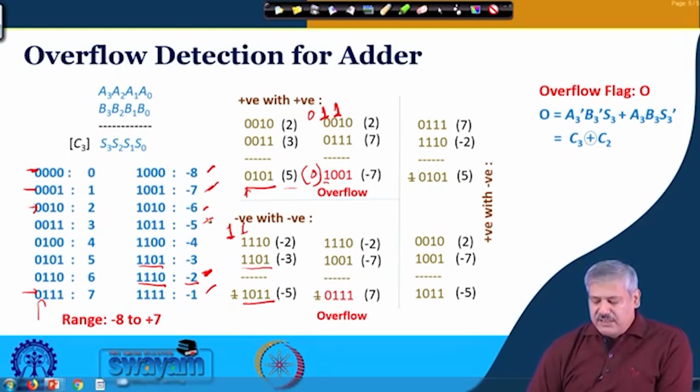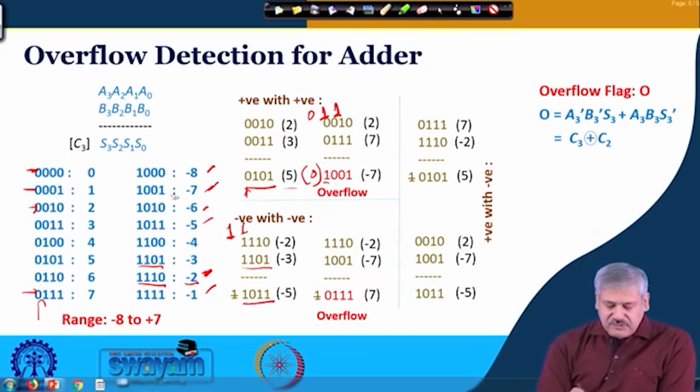And if we have minus 2 and minus 7, what we see, minus 2 is 1 1 1 0 and minus 7 is 1 0 0 1, we have already seen that.